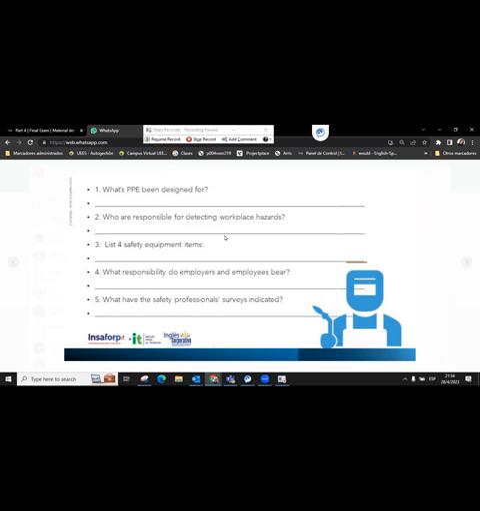Goggles, coveralls, gloves, vests, earplugs, and respirators. What responsibility do employees have? So who is responsible for detecting workplace hazards? The boss. Safety glasses.